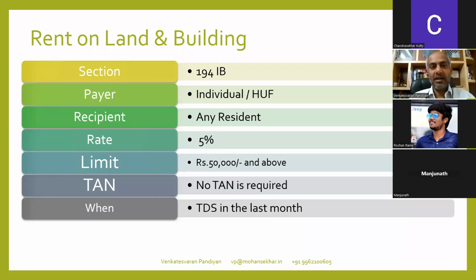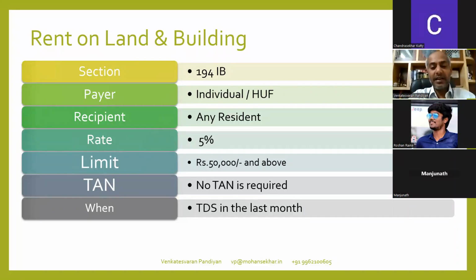Then comes rent on land and building. Again, this rent is different from the rent that we saw when it comes to other than individuals, where the limit was 2,40,000. This is the case where I am an individual, not necessarily associated with business. However, I am living in a house for which the rent is more than 50,000 rupees. Then TDS at 5% has to be deducted.